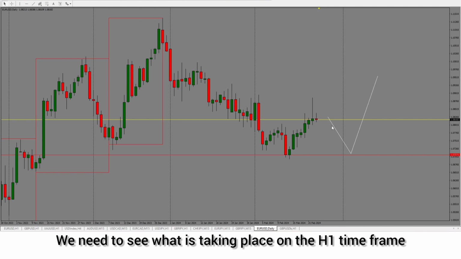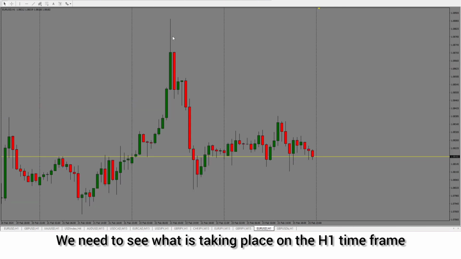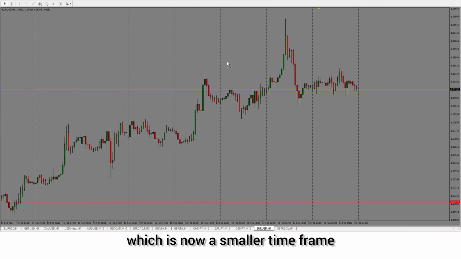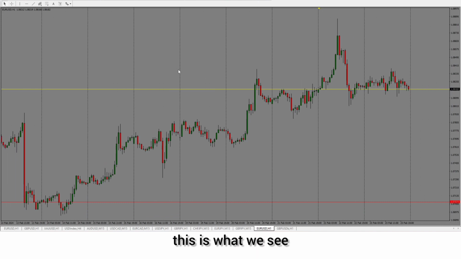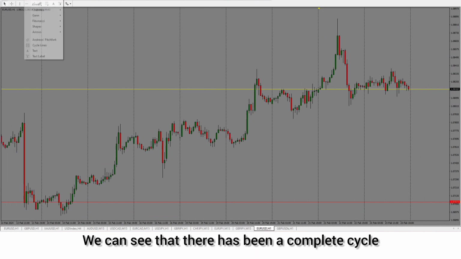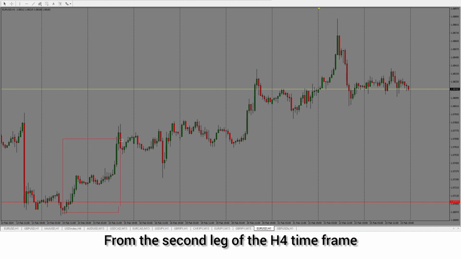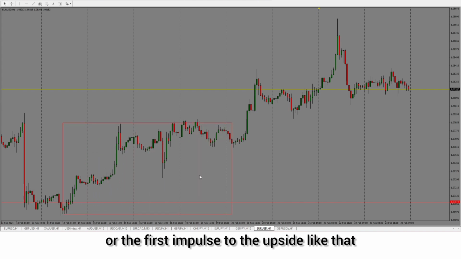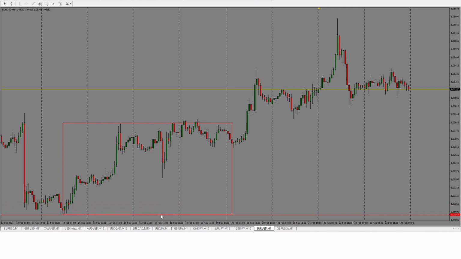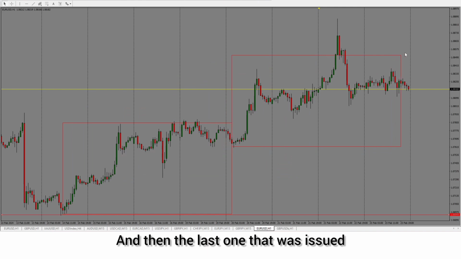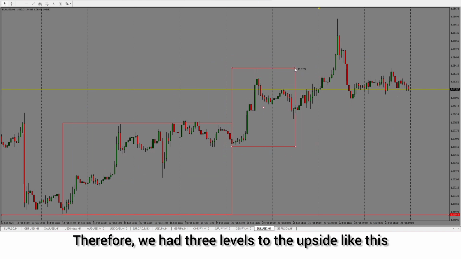No, we need to see what is taking place on the H1 time frame, which is a smaller time frame. On the H1 time frame, we can see that there has been a complete cycle, which was of course a bit confusing. From the second leg of the H4 time frame, we had the first impulse to the upside like that, then the second impulse, which was this one, and then the last one that was issued. Therefore we had 3 levels to the upside like this.